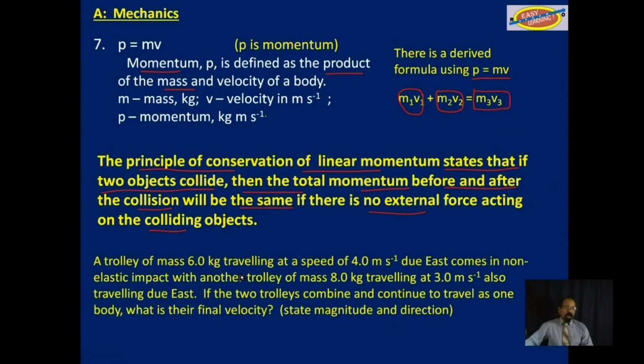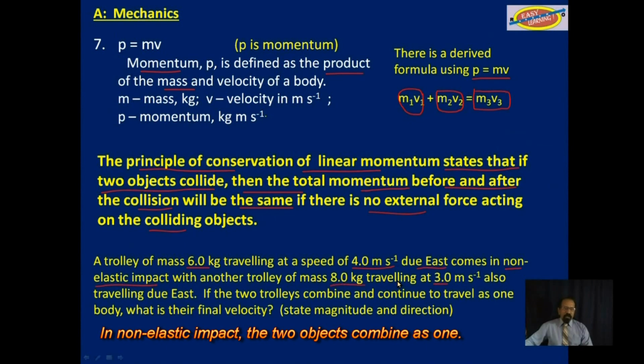A trolley of mass 6.0 kilograms traveling at a speed of 4.0 meters per second due east comes in non-elastic impact with another trolley of mass 8.0 kilograms traveling at 3.0 meters per second, also traveling due east. If the two trolleys combine and continue to travel as one body, what is their final velocity? We have to state magnitude and direction.